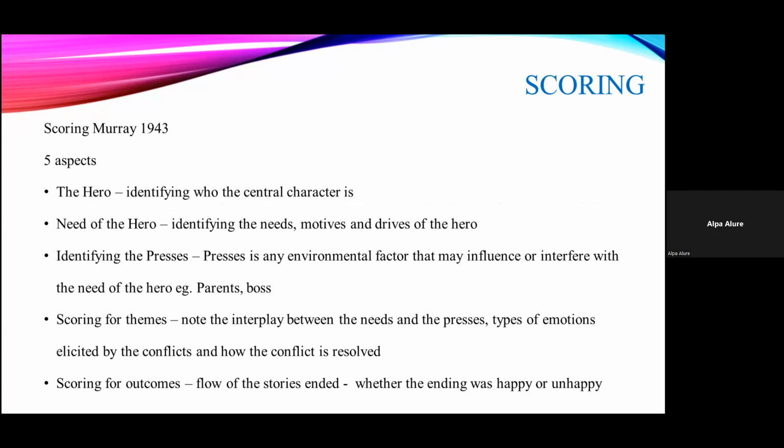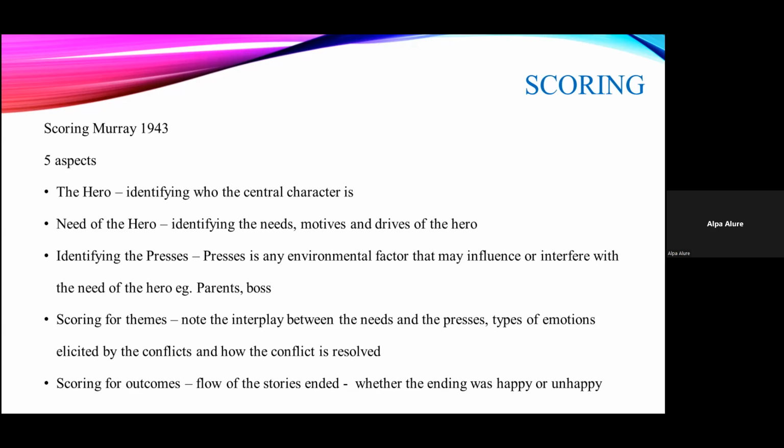When we are doing the scoring of the TAT, you have to focus on 5 aspects. The hero, that is who is the central character in the story. What are the needs of the hero? Needs are basically the motives or the drives of the hero. Identifying the pressures, which are the external factors that are influencing or interfering with the needs. And then what is the theme of the story? What is the story revolving around?